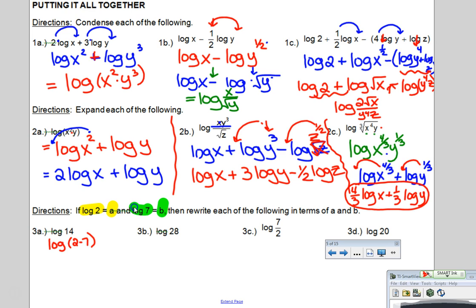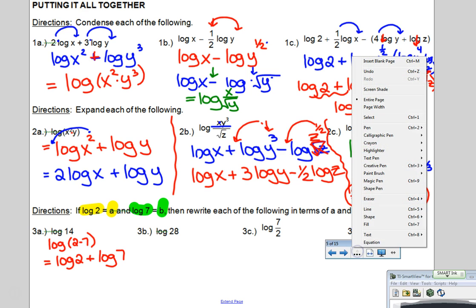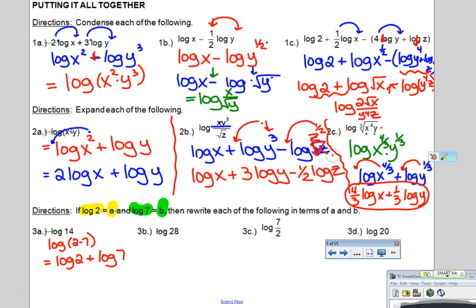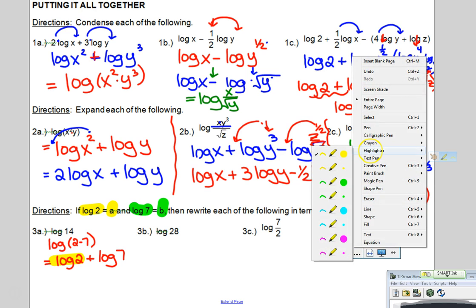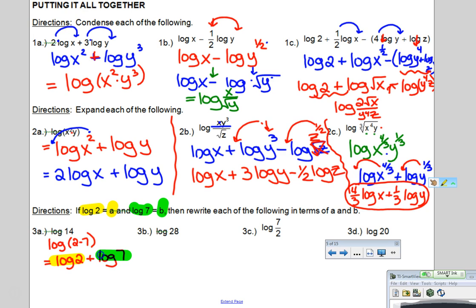So I know that when I'm multiplying, I can separate them out by addition. So it's going to be the log of 2 plus the log of 7. Now that I actually separated them out, I can see a log 2. And if I see a log 2, I can replace that with an a. And if I see a log 7, I can replace that with a b. So my final answer will be a plus b.